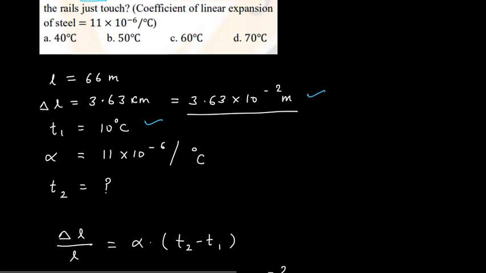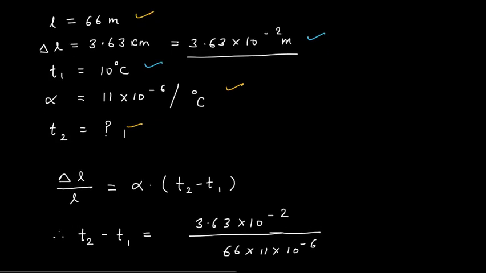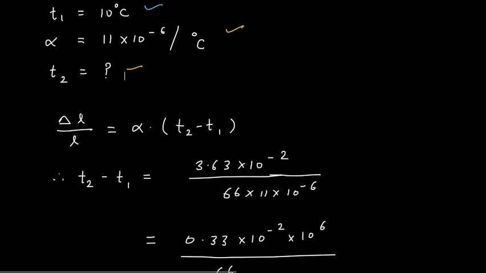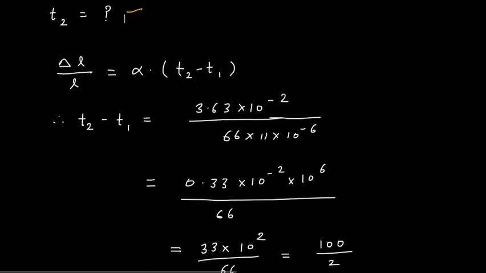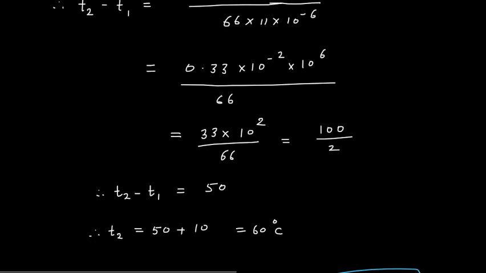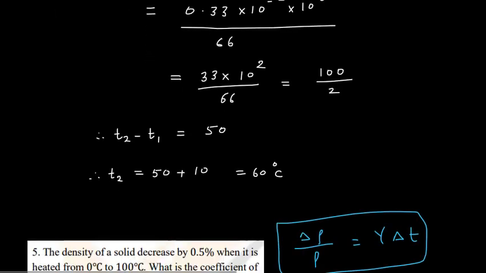so we know the formula. We have mentioned the initial length, increase in length, initial temperature, and value of alpha. We have to find the final temperature T2. Here we have the relation delta L upon L is equal to alpha times T2 minus T1. We need to find this T2. So T2 minus T1, we rearrange, is delta L upon L divided by alpha. After simplification, you will get T2 minus T1 is 50. Already T1 we know is 10 degrees Celsius. So T2 you get is 60 degrees Celsius.